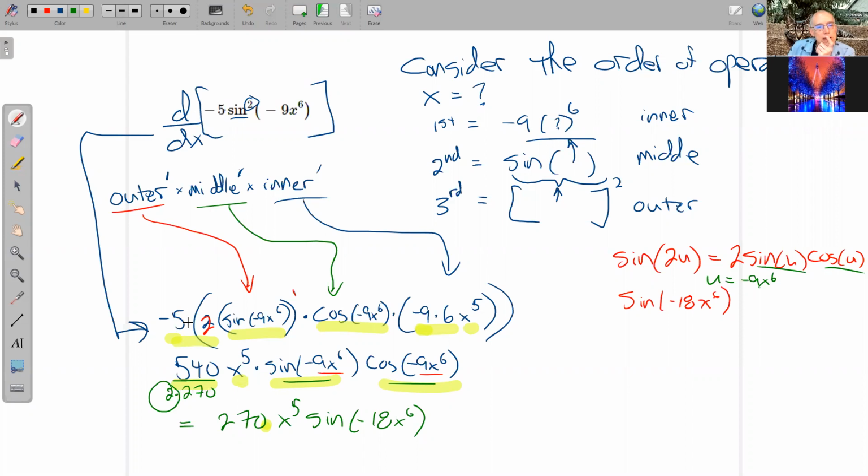So that's just hanging. That's fine. There's a multiple. Derivative of, let's see, the outer is just 2 times that. That's okay. And then the derivative of the sine is the cosine. And the derivative of -9x to the 6 is -9 times 6x to the 5th. And so I have a negative times a negative.